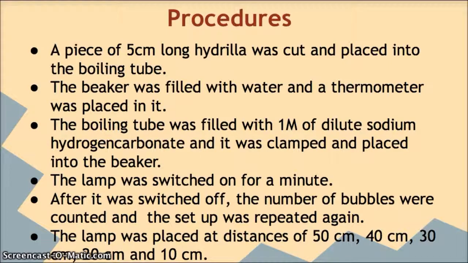The lamp was placed at different distances of 50 cm, 40 cm, 30 cm, 20 cm, and 10 cm away from the boiling tube. Firstly, the lamp was turned on for a time of 1 minute. Then, the lamp was turned off and the number of air bubbles, which is the oxygen produced by the plant during photosynthesis, was counted. This was then repeated twice for each distance.